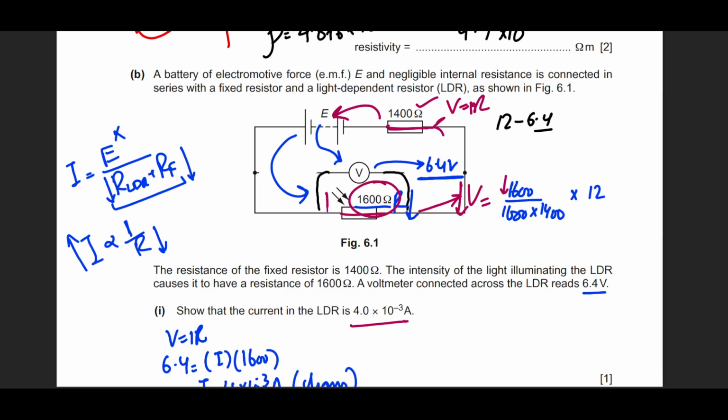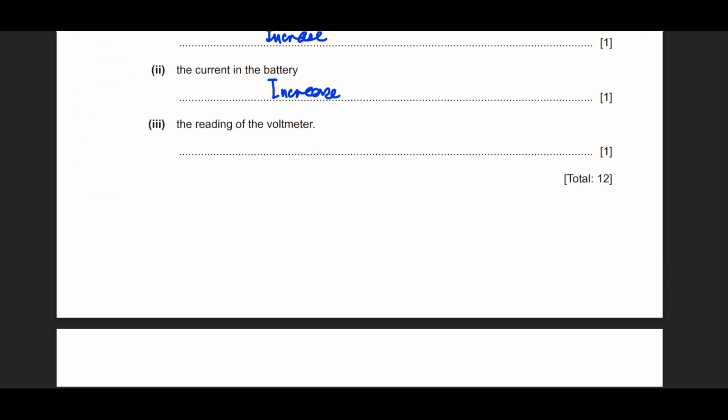Because if this resistance is decreasing, then the EMF's larger share will go to 1400 and a smaller share will go to 1600. You can try this question on your own by making a new question.